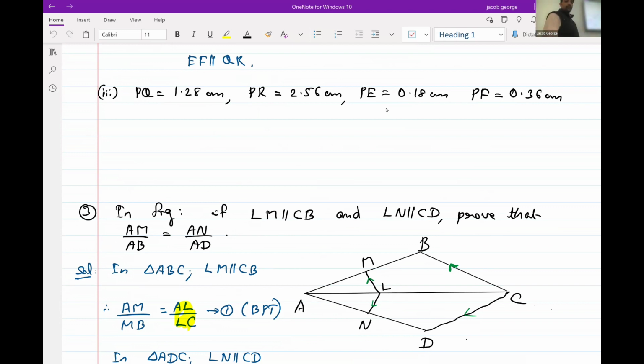PQ is equal to 1.28 centimeter. PR is 2.56 centimeters. PE is 0.18 centimeter. PF is 0.36. What is the question? Check whether EF is parallel to QR.